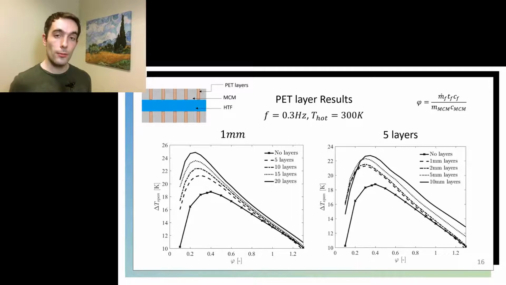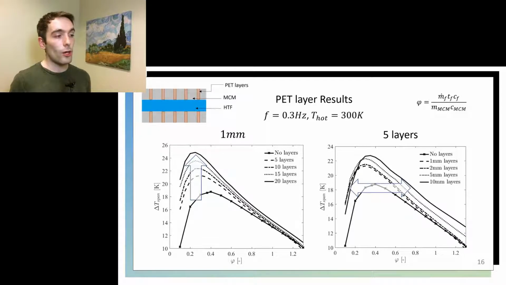length of the regenerator to try to stop the conduction losses from happening, all while keeping the mass of the magnetocaloric material constant. So on the left graph you can see what happens when we increase the number of insulator layers. The maximum temperature span increases, especially at lower utilization ratios where the conduction terms are more important than the convection ones. And on the graph on the right you can see what happens when we increase the length of those insulator layers. The temperature span of the machine increases, especially at higher utilization ratios.